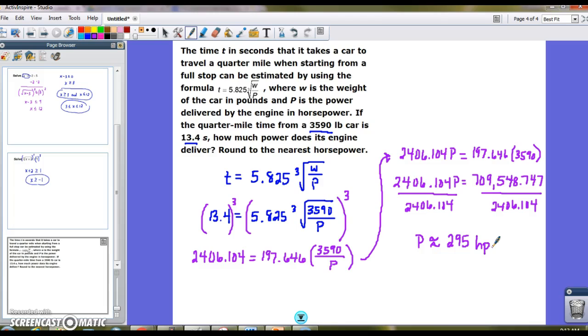Okay, so it's very straightforward. Let me just fix that. This 3 is the cube root. It's not just some 3 that's kind of hanging out there.